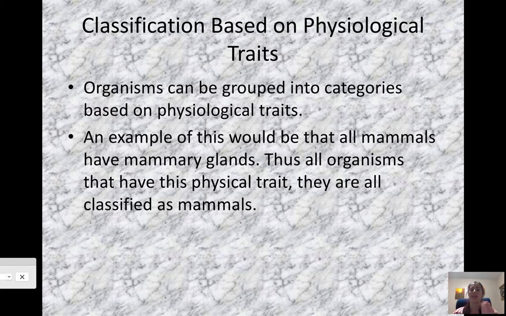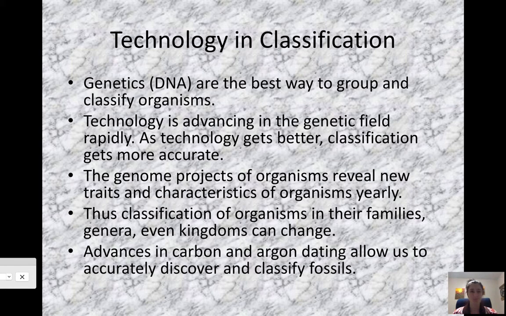So I'm going to use this in addition to other things. Those other things we're talking about are the technology involved. Genetics are really the best way to group and classify organisms because we can look at the genetic code of an organism and classify it as closely as we can with another organism that may have the same type of genetic code as this one. Technology advances all the time in the genetic field. So as the technology gets better, classification can get more accurate.